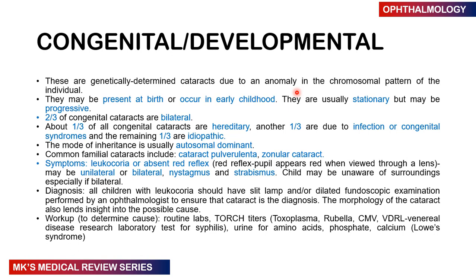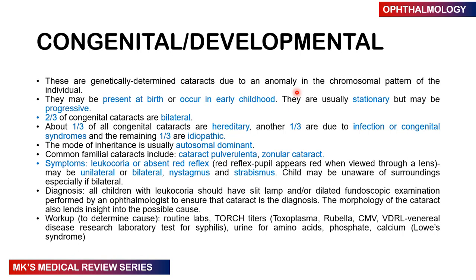So one-third of them are hereditary, one-third of them are infective or congenital syndromes, and another third are idiopathic. Then the most common inheritance pattern is an autosomal dominant pattern. Then of course there are some familial cataracts that have been seen.